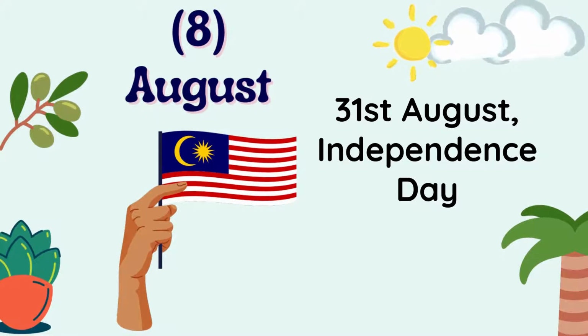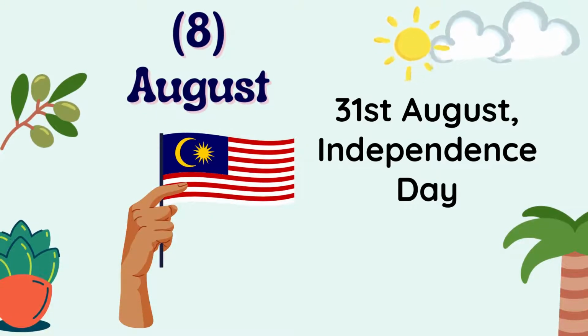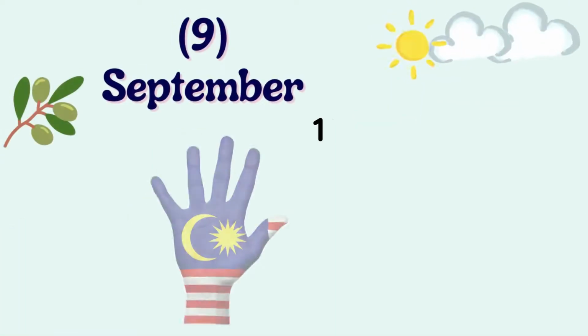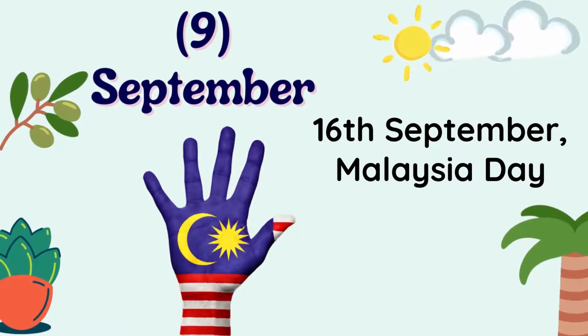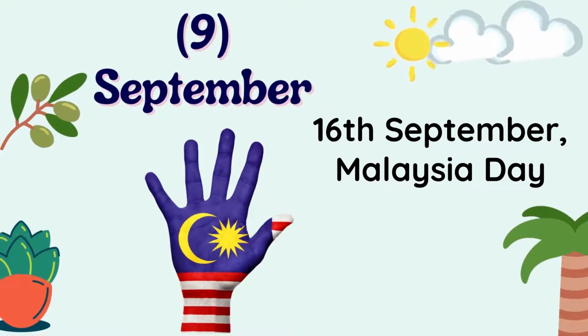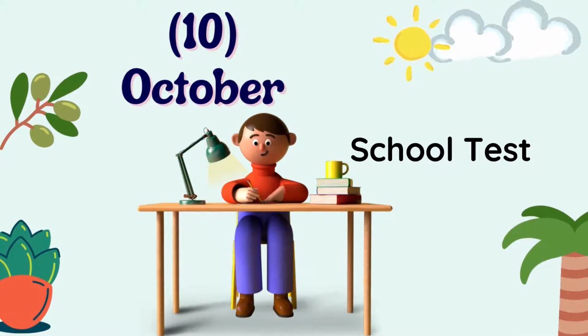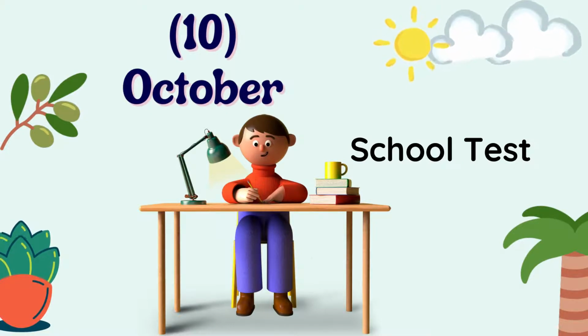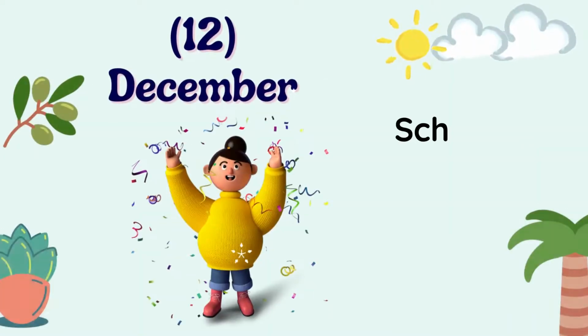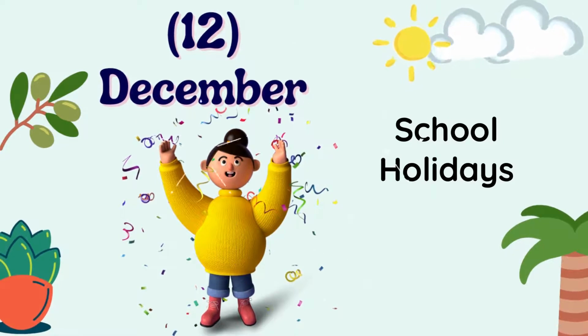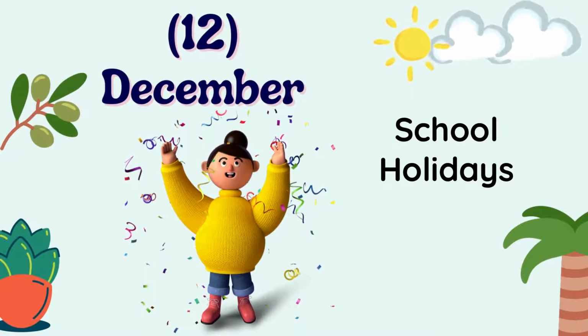In August, 31st August, we have our Independence Day, Malaysia Independence Day. Merdeka! Then, in September, we have Malaysia Day on 16th September. On 16th September, we have our Malaysia Day. Then, usually, during October, you're going to have your school test. School tests in October. And December, you're going to have your school holidays. Woohoo!